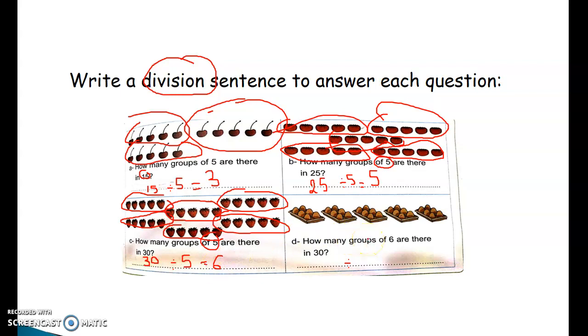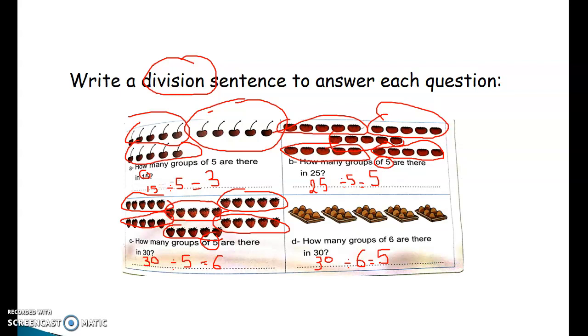How many groups of 6 are there in 30? 30 is the total number. So we have to start with 30. Groups of how much? 6. So divided by 6. Okay. Every 6 together. 1, 2, 3, 4, 5, 6. How many groups did we make? 1, 2, 3, 4, 5. So 5 groups. The answer will be 5. That's it. Just split them and count the groups.